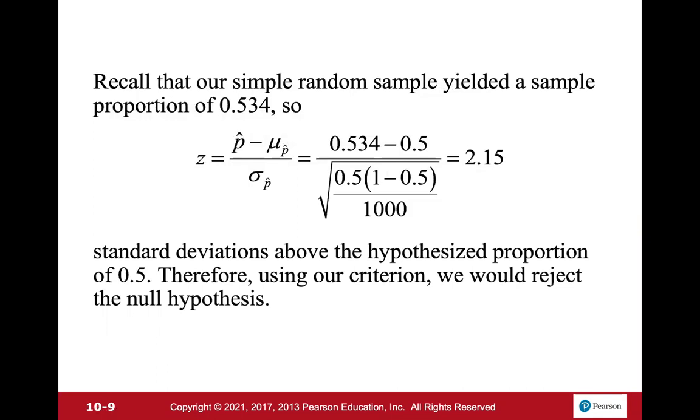All right, next. Recall that our simple random sample yielded a sample proportion of 0.534. So remember, this was p hat, and what we're going to do is subtract p, or what we believe p to be. So here we have the mean of p hat, standard deviation of p hat. And because we are using a normal distribution, that's why the z-score comes back to haunt us. The z-score is going to tell us where we are within all of this data. This is going to be our test statistic.